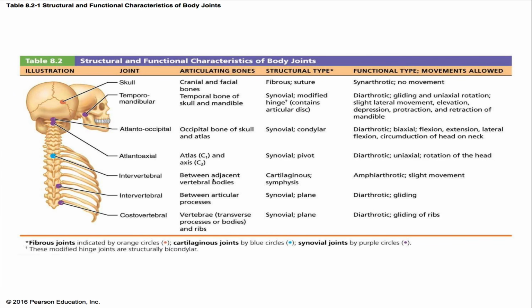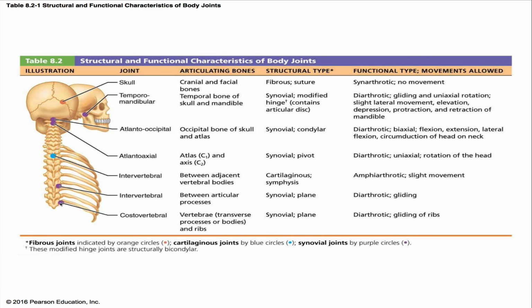Now you have your intervertebral discs. So again, the bones that are involved are the vertebrae that are adjacent to the ventral bodies. It's a cartilaginous symphysis. It's amphiarthrotic, meaning that it has a slight degree of motion. Now, also between the articular processes of the intervertebral discs, there's also a synovial or plane joint, which is diarthrotic, gliding along the costal vertebral.